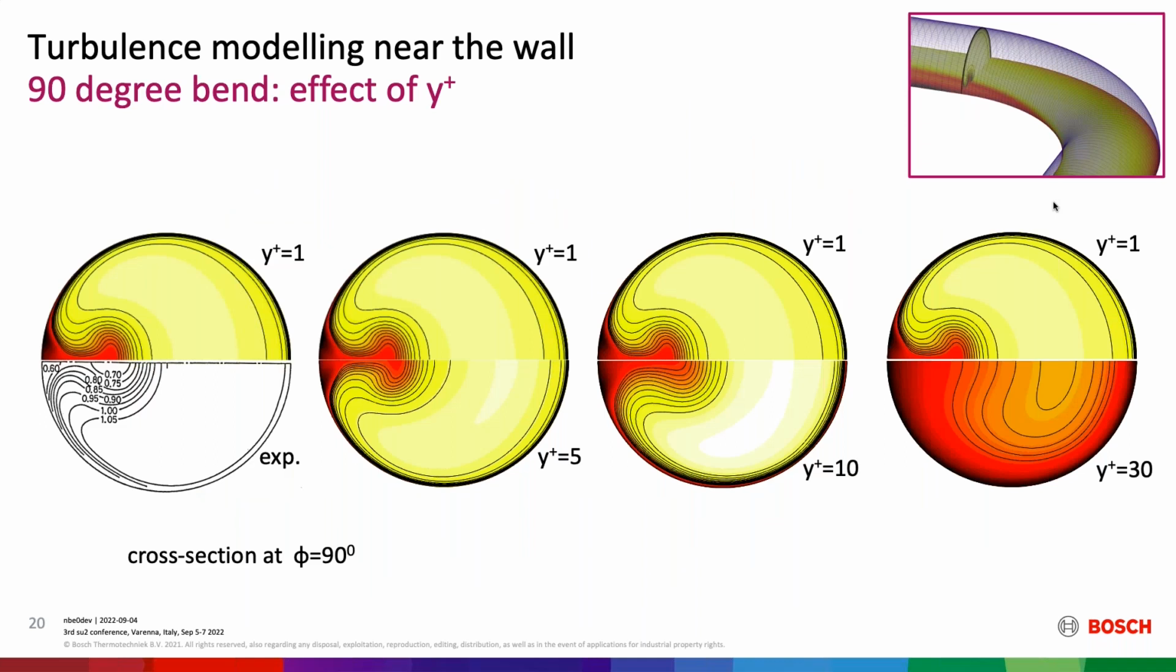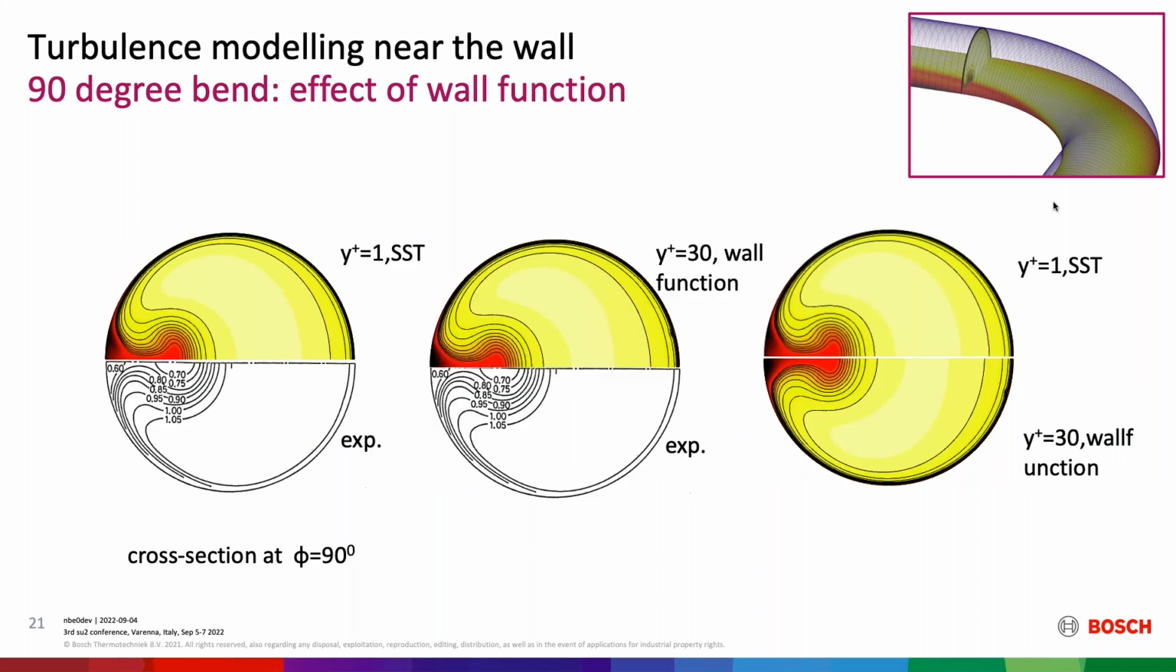Here are some results where we increase the Y plus value, so the distance from the wall to the first point away from the wall. We see that for Y plus is 5 and Y plus is 10, we actually still have reasonable results, but for Y plus is 30, the results are very bad.